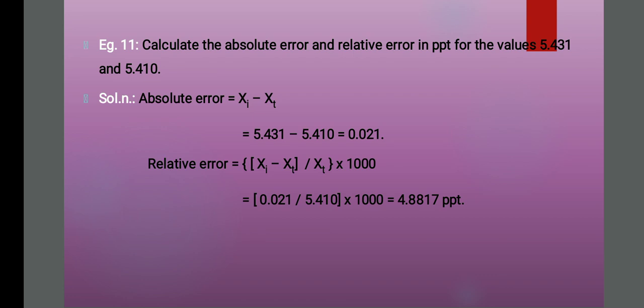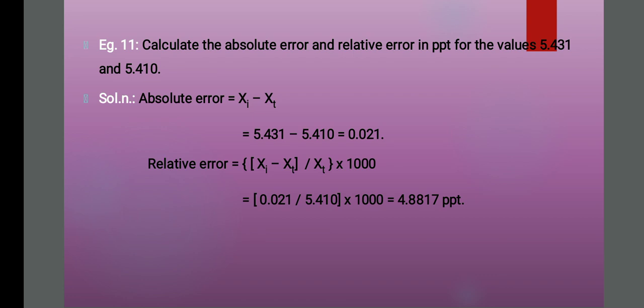I have told you the formula for how to calculate relative error. Relative error is nothing but absolute error divided by true value into 1000. So you substitute the values, divided by true value into 1000, and we get the answer as 4.8817 PPT. So this is about this problem. I think you are able to understand this. Absolute error is nothing but xi minus xt, and relative error is nothing but xi minus xt divided by xt, or simply absolute error divided by true value into 1000 will give you the relative error in PPT. Is it okay?